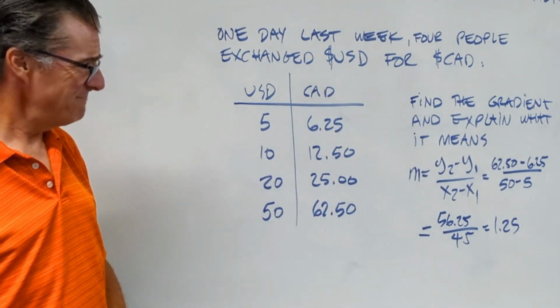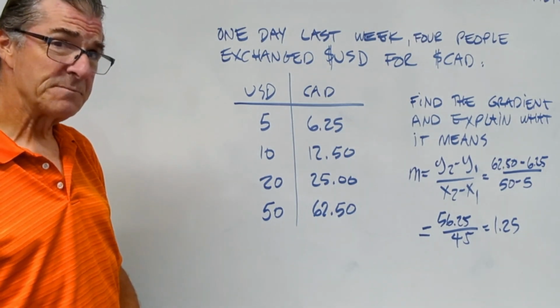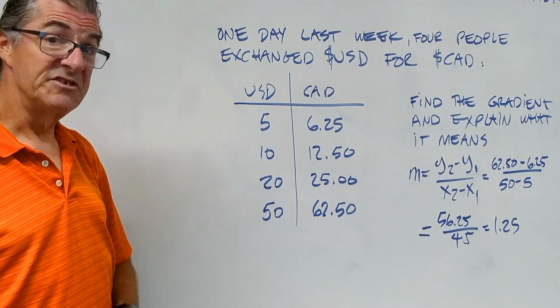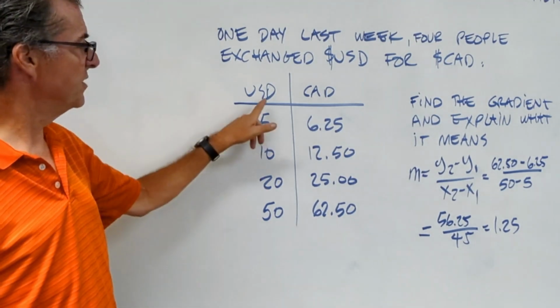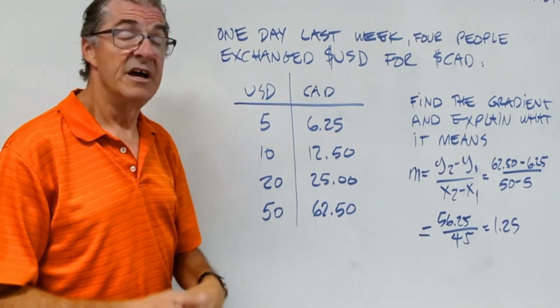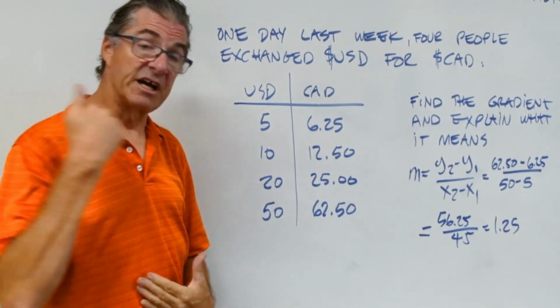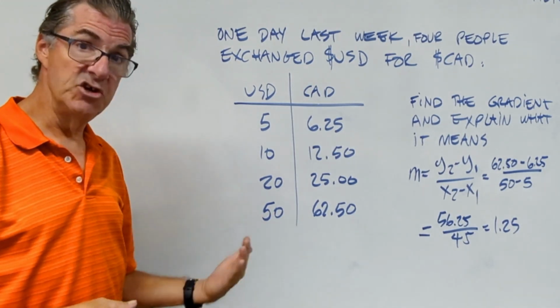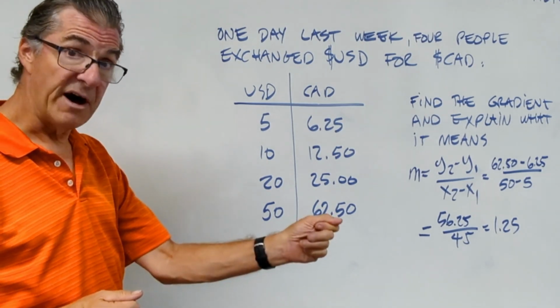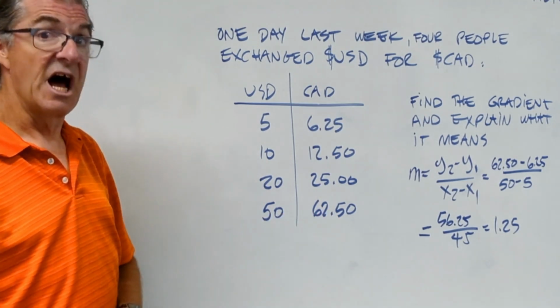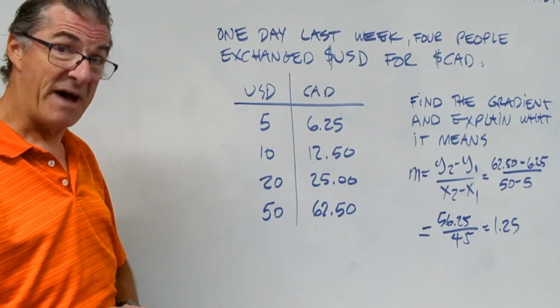Okay, and explain what it means. So what does that mean? Think about that for a sec. Okay, let's see how you did. What this means is the exchange rate between US dollars and Canadian dollars is 1.25 Canadian dollars for every US dollar. So that means if you walk into a bank and you give them $1 US, you're going to get $1.25 Canadian back.